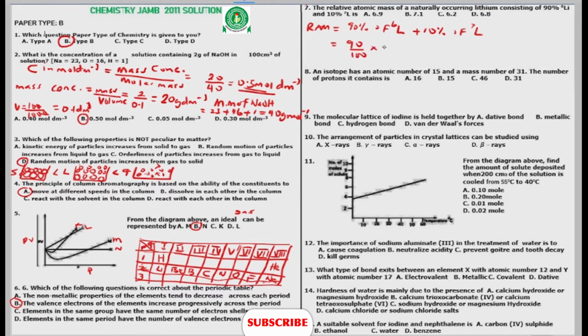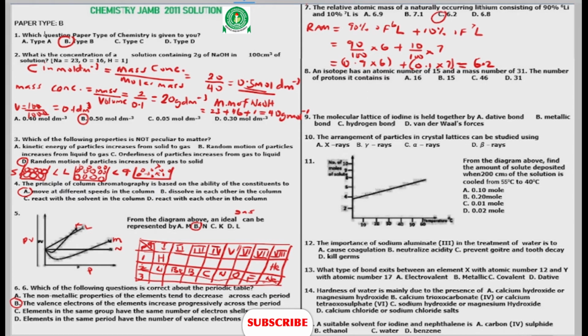100 multiplied by what? 6 plus 10 over 100 multiplied by 7. So this one will give us 0.9 times 6 plus 0.1 times 7, in brackets. So when we add them together, this one will be equivalent to 6.2. So this is 6.2. So option 6.2, option C.